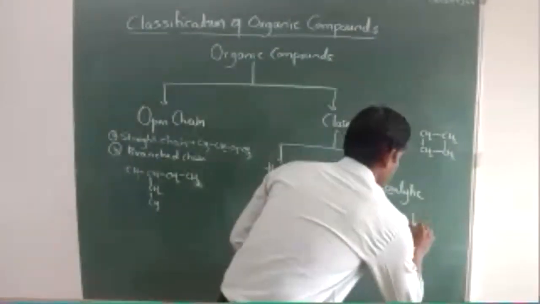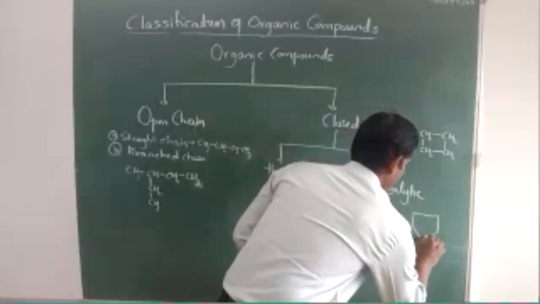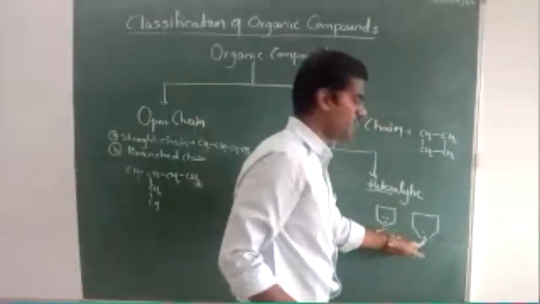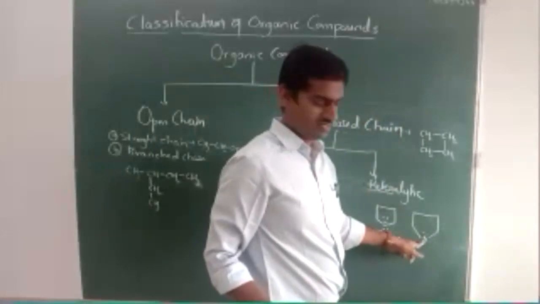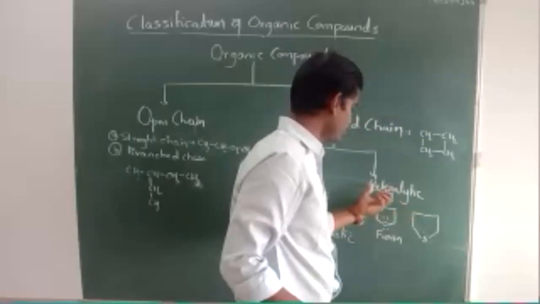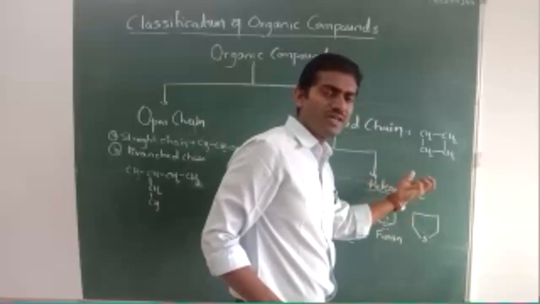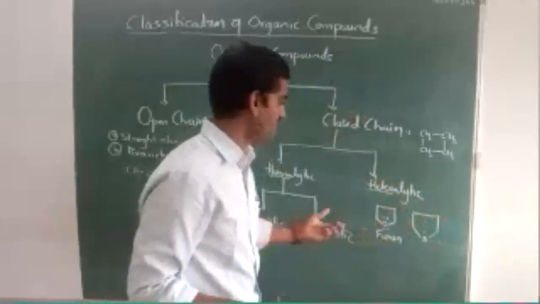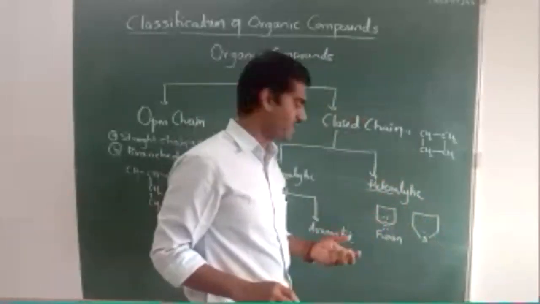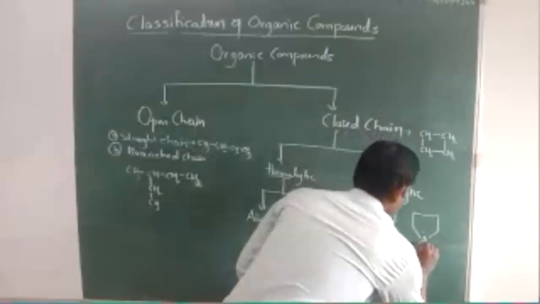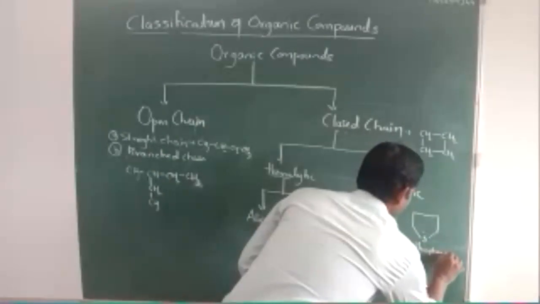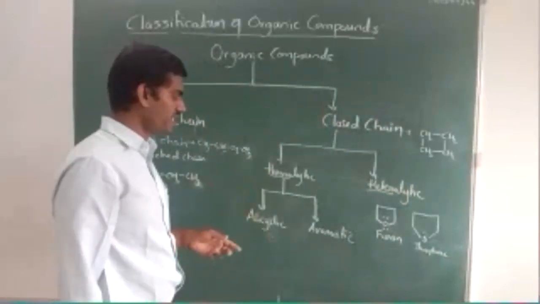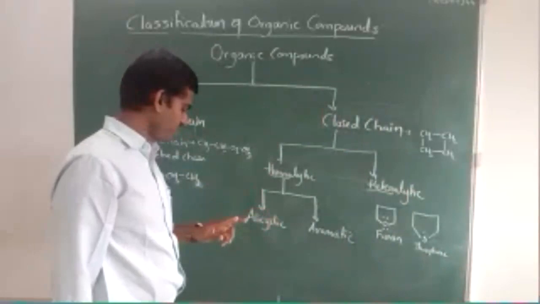Next I'll give one more compound. That is thiophene. Instead of a carbon atom, we have sulfur. So that's why it is called heterolytic organic compound. In the chain, instead of carbon atom, if any other element is present, we call it heterolytic. This one furan, this one thiophene.